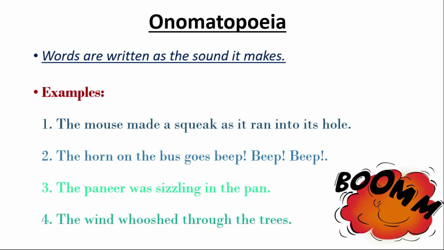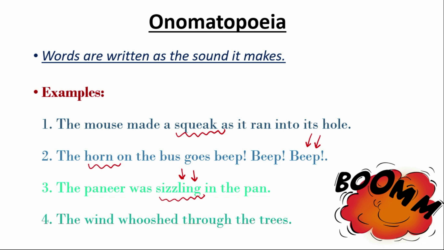Very simple. Now let's look at the first example. The mouse made a squeak as it ran into its hole. So the mouse, what sound does it make? It makes the sound of a squeak. So this is onomatopoeia. Next one. This is again a famous nursery rhyme of children. The wheels on the bus. So one of the lines is the horn on the bus goes beep beep beep. So horn, and its sound is mentioned here. So this is onomatopoeia. The paneer was sizzling in the pan. So what sound was it making? Sizzling sound. That is again onomatopoeia. And the last one.